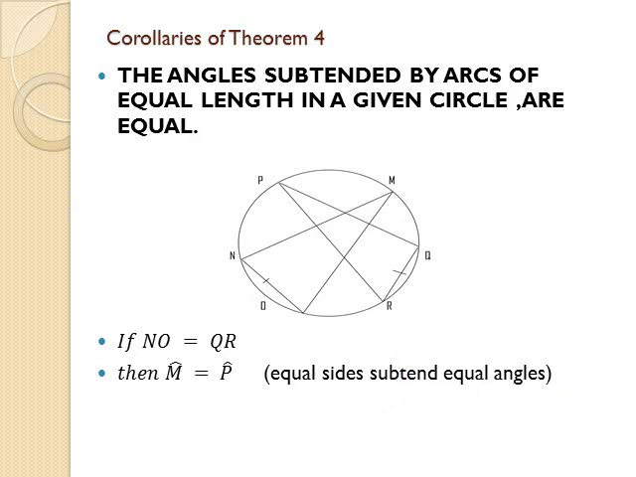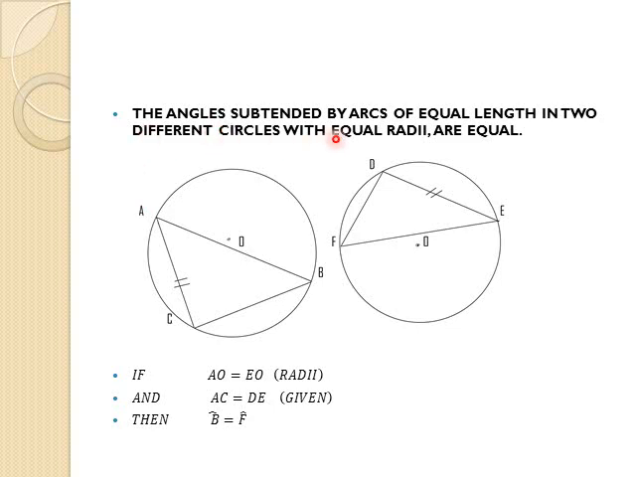Look at the second corollary. Angles subtended by arcs of equal lengths in two different circles with equal radii are equal. So we take point O there and point O there being centers. If AO equals EO because they are radii, and AC here equals TE, then the angle that TE faces, angle F, and the angle that AC faces, P, are equal to each other. So P equals F. This concept we will still use when we have to prove congruence in a side-side-angle.